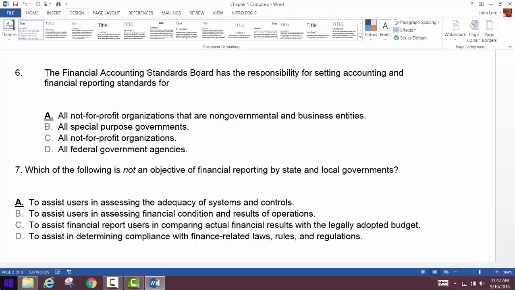I'll give you a hint. Here it is. Governmental not-for-profit organization. San Francisco State is sort of a not-for-profit type of a situation as we're educating, but it belongs to the government, doesn't it? Okay, so if San Francisco State was preparing their financial statements, they would be under GASB's jurisdiction, wouldn't they?